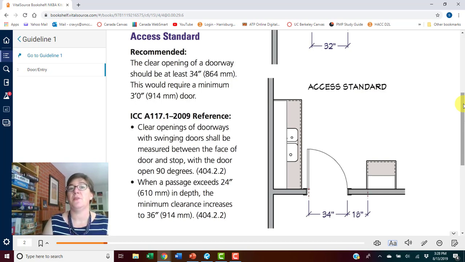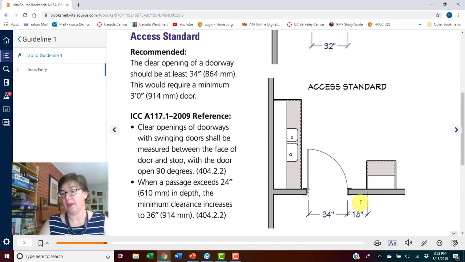So let's take a look, for example, at the access standard for kitchen guideline number 1. They are actually widening the door requirements to at least 34 inches. And that requires, remember we add 2 inches, a 36-inch or a 3-0 door. Okay, so we're just widening it by a couple of inches.